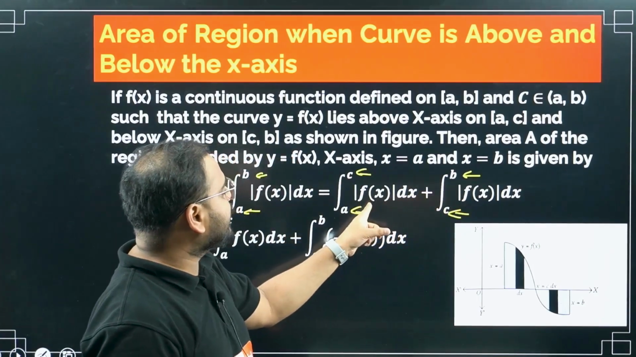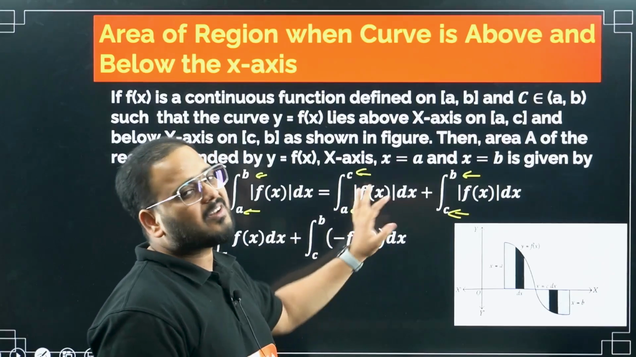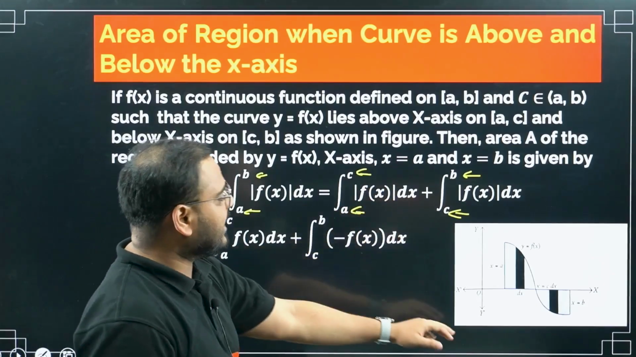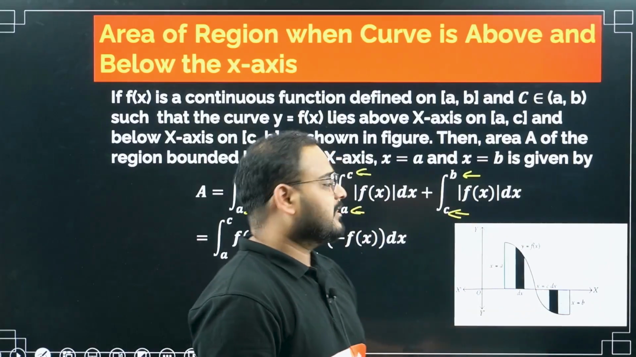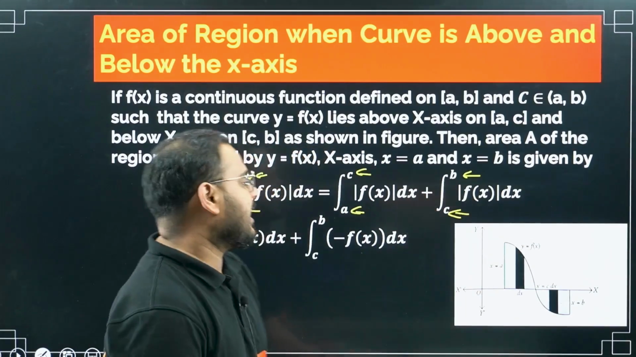A to C is positive. If you want, you can take a modulus over here. If you don't want, just keep it as it is, and you'll get a positive result. What about this, sir? It will be a negative value. That's why modulus will make the result positive, and that will be your answer.